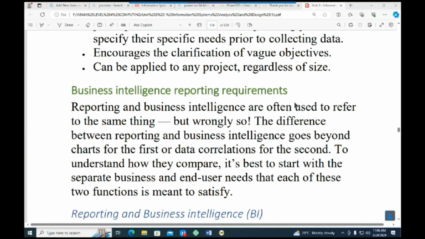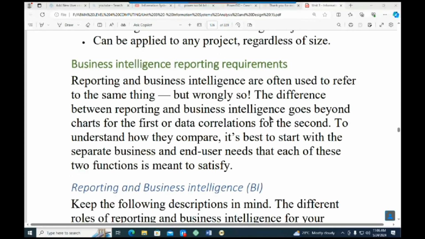Then last but not least, it is something that can really be applied to any project. We can apply DQO to any project, regardless of how big or how small that project is. Now, those are the reasons why we are using DQO. Now, let's look at the business intelligence reporting requirements.